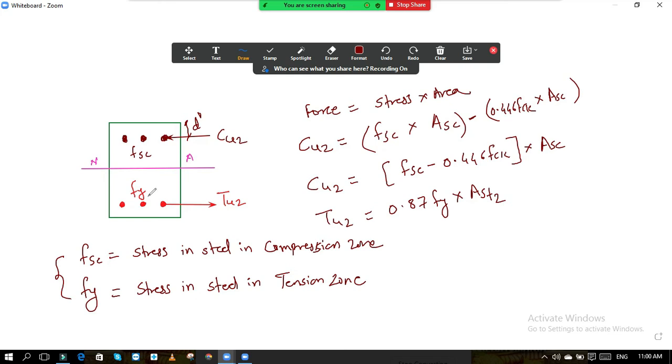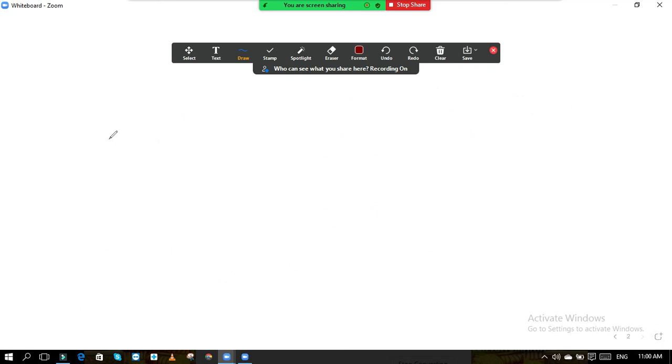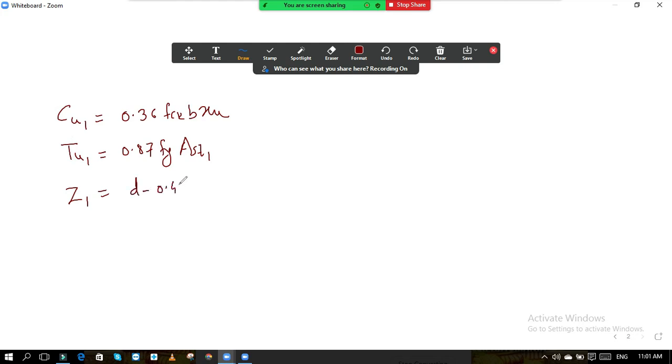So these are the values. Okay, so now if I club together all the formulas, then here I will write Cu1. This is already known to you, 0.36 fck b into Xu. Then Tu1, this is your 0.87 fy Ast1. Then Z1 is the lever arm between Cu1 and Tu1, and it is d minus 0.42 Xu. This already we have seen for singly reinforced section.